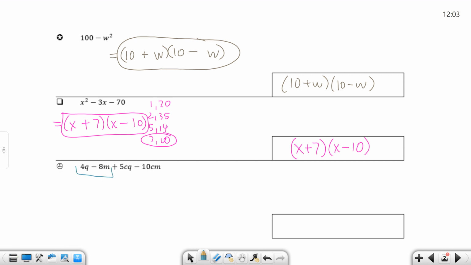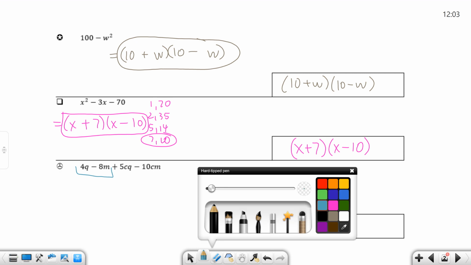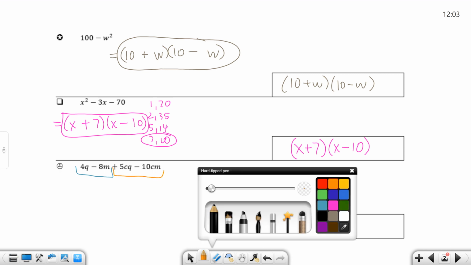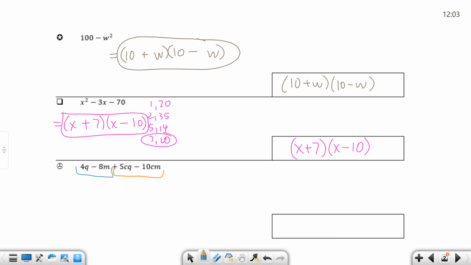Well, I'm going to try the first 2 terms and the last 2 terms. That may or may not work. You may have to rearrange the terms. But here we're going to try this. So the first 2 terms, what do they have in common? And when I say in common, you're literally doing this GCF business that we've been doing on these 2 terms. Forget the oranges there. So then 4 and 8 have a 4 in common, and Q and M don't have anything else in common.